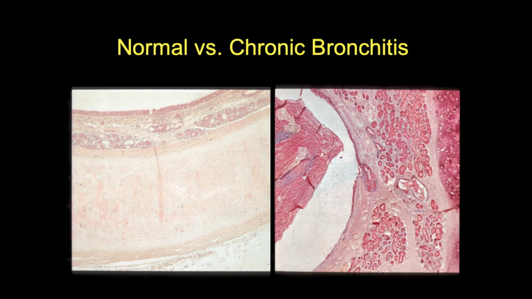So you can see on the left, this is normal bronchial tissue, and on the right, this is abnormal. So you can see an increase in the thickness. These are glands and all in here with mucus. This is even a mucus plug right here.